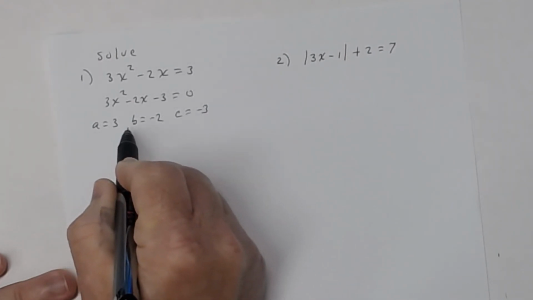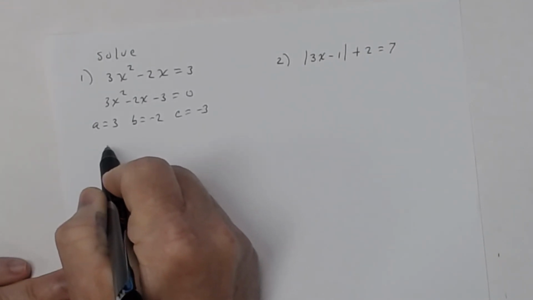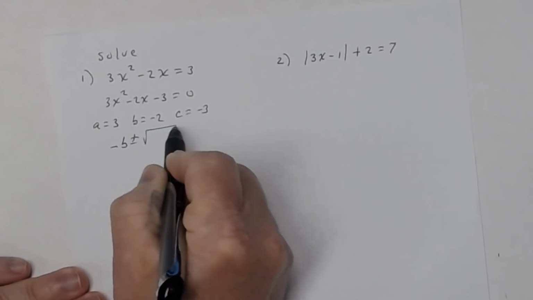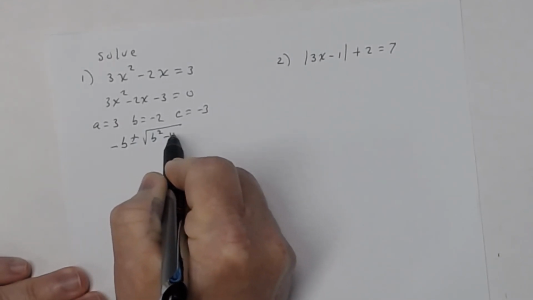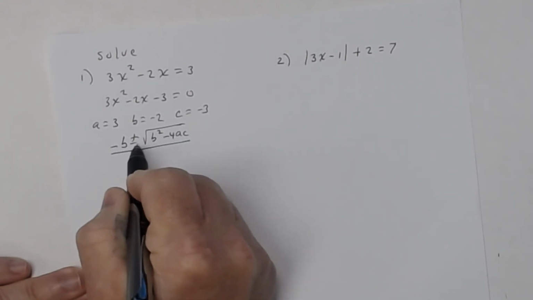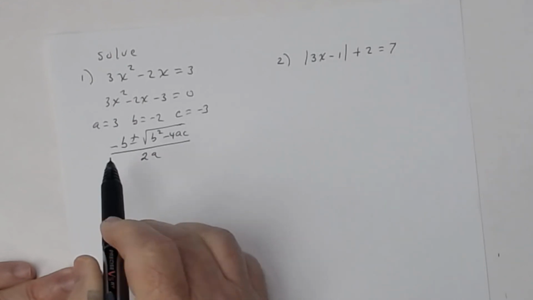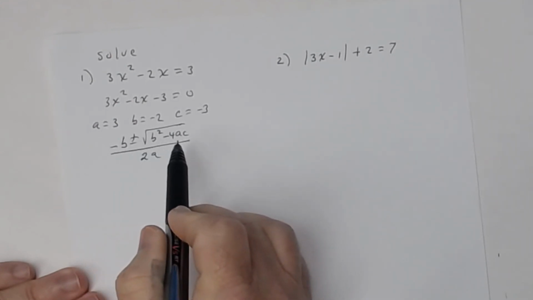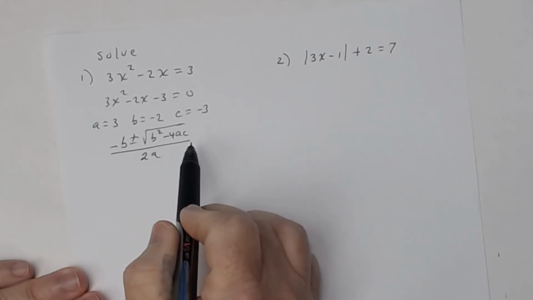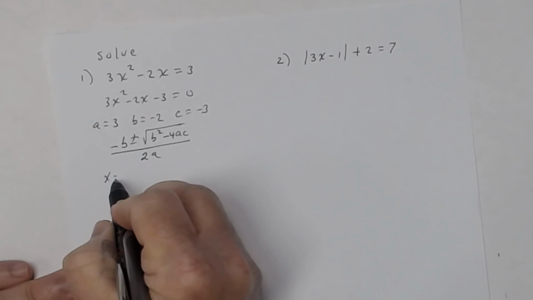And so we're going to substitute those values into the formula. And when I do that, and remember the formula is this, the opposite of B plus or minus the square root of B squared minus 4AC. And all of that expression is being divided by 2a. So you have to make sure that the division symbol here extends from negative b to the end of the square root symbol.